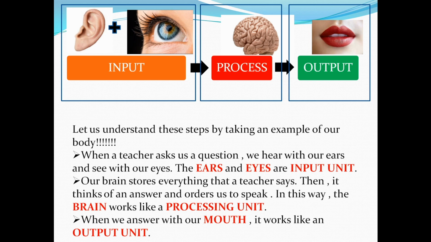So here, ear and eye are input, brain is for processing and our mouth is for output. Ear and eyes are input unit, brain works like a processing unit and mouth works like an output unit. Now one by one we will discuss input, process, output in reference to the computer system.